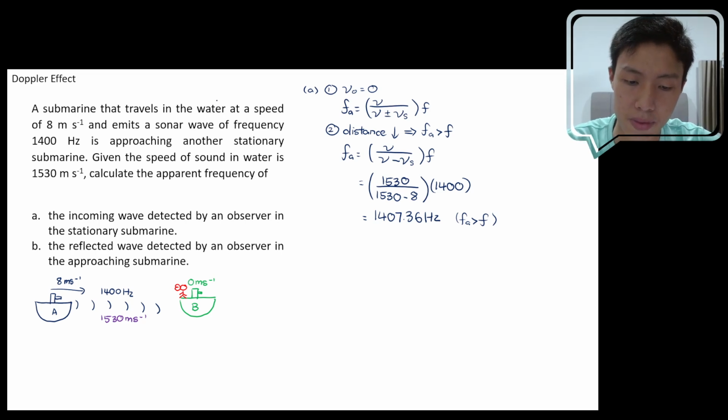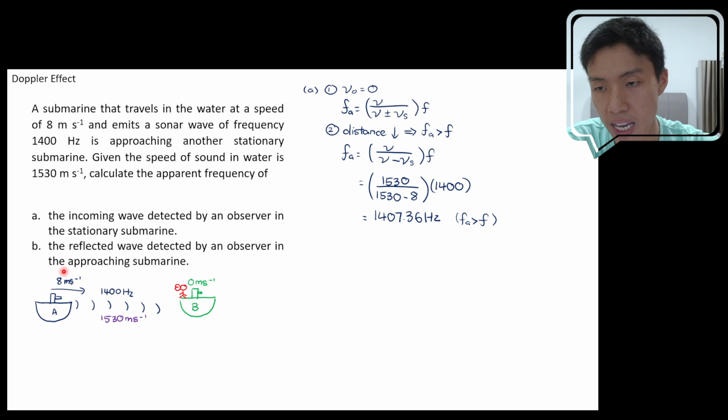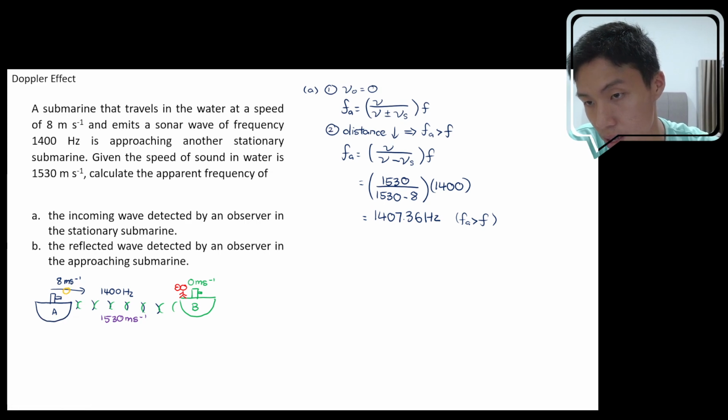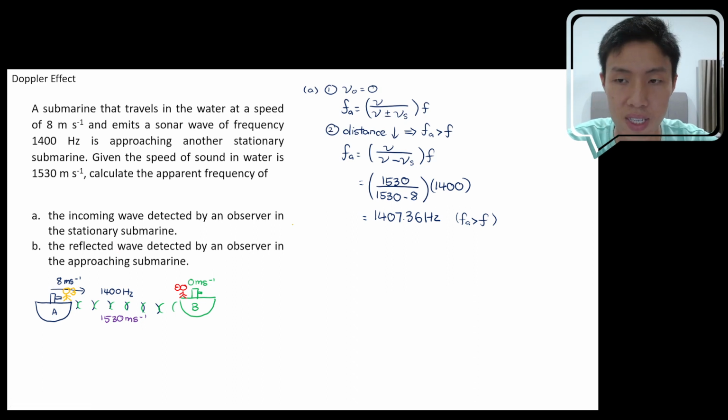Next, the reflected wave detected by an observer in the approaching submarine. So there will be a reflected wave, which means the sonar wave from A hits B, then gets reflected back towards A. So the reflected wave will be traveling this way, back towards A. Then of course at A, there's another observer who puts on this here and tries to observe what frequency is detected.